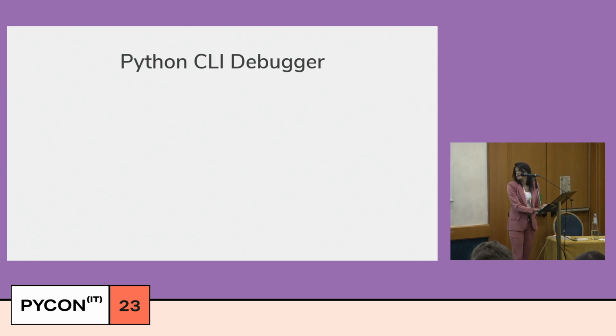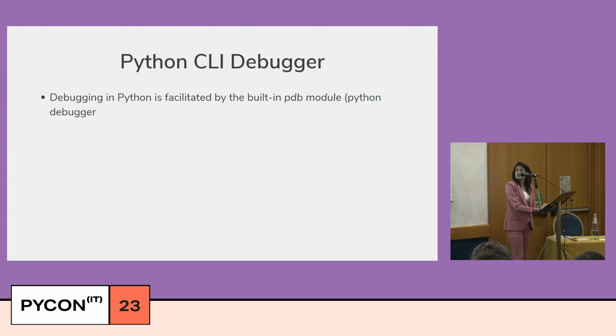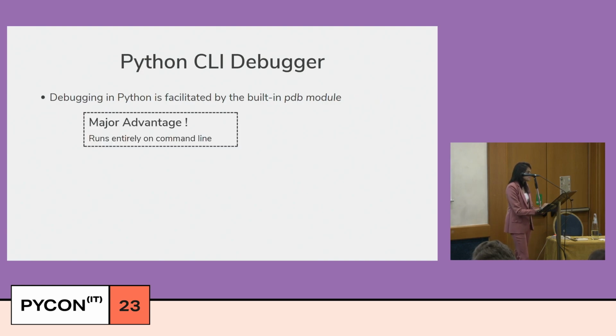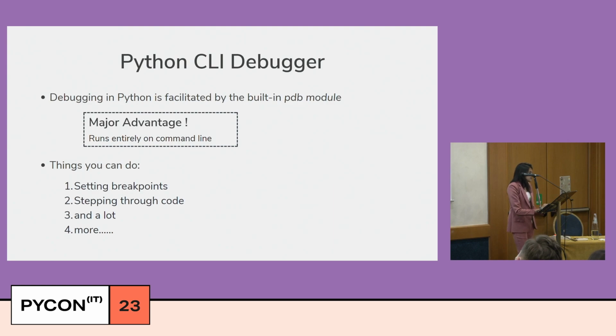So the last thing that I really want to talk about is the Python CLI debugger. It is the command line debugger of Python, which you can completely run on the interactive shell, so you do not have to depend upon a GUI-based tool to debug your program. You can debug using the CLI debugger, using the pdb module, which is a built-in module of Python. And yes, this is the major advantage of it. It runs entirely on the command line, so you don't have to depend upon a GUI-based shell. So it can do tons of things, but there are particularly two things I would like to talk about, like setting breakpoints and stepping through code, and a lot more.